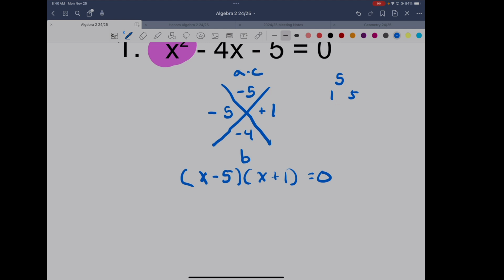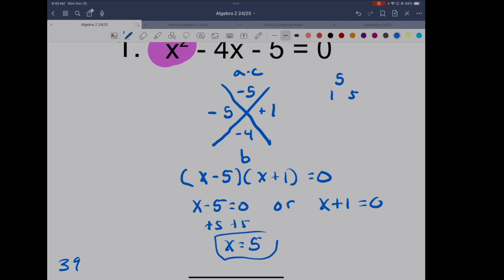Now we can use the zero product property. Zero product property says that either x minus 5 has to equal 0 or x plus 1 has to equal 0. Add 5 to both sides, so x is equal to 5. Or subtract 1 from both sides, x is equal to negative 1. So those are our two solutions.